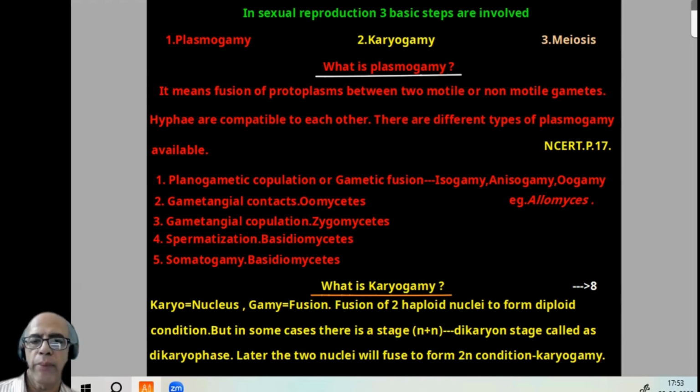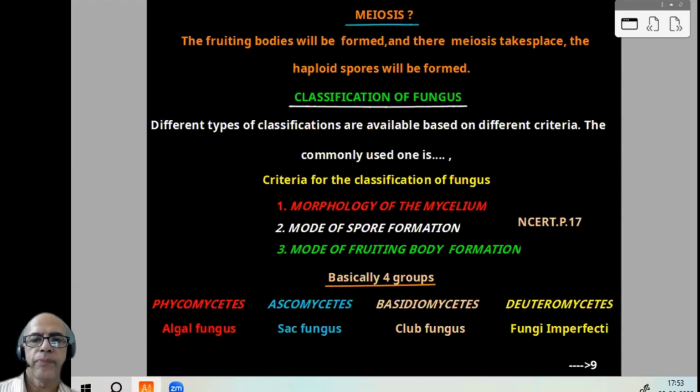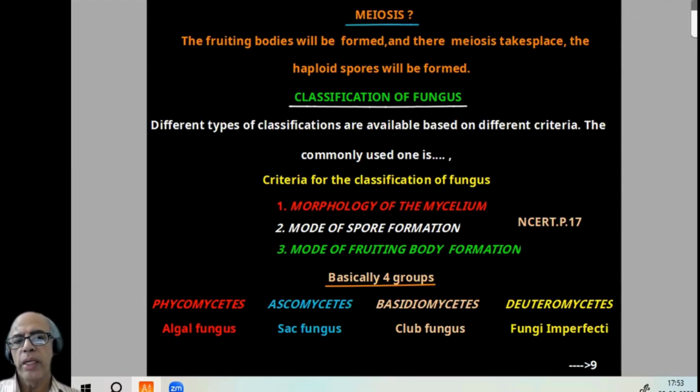Then followed by karyogamy, 2 haploid nuclei fused to form a diploid. Meanwhile, an intermediate stage can be there, like N+N. Then karyogamy is completed. After the diploid stage, there should normally be meiosis. In the fruiting bodies, where the structures have been formed, there the meiosis takes place and haploid spores will be formed. Now classification of fungus, 3 important criteria: morphology of the mycelium, mode of spore formation, and mode of fruiting body formation. NCERT page number 17. Now 4 groups: Phyco, Asco, Basidio, Deuteromycete. Algal fungus, sac fungus, club fungus, fungi imperfecti.